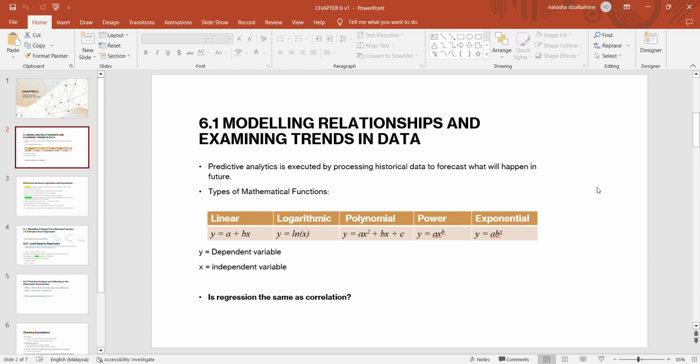Okay, so there are 5 types of mathematical function for the regression, which are linear, logarithmic, polynomial, power, and also exponential. However, in this class, we only cover the linear, which is y equal to a plus bx. Okay, so y is the dependent variable, x is the independent variable, a is the constant value.